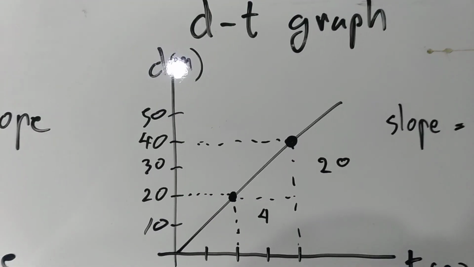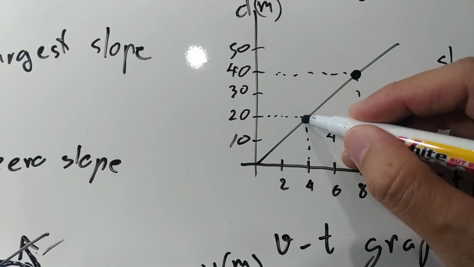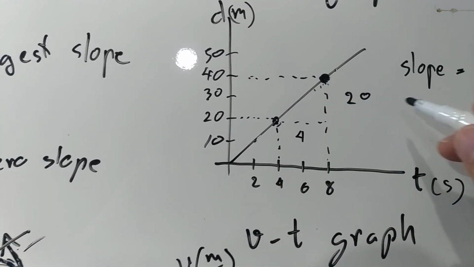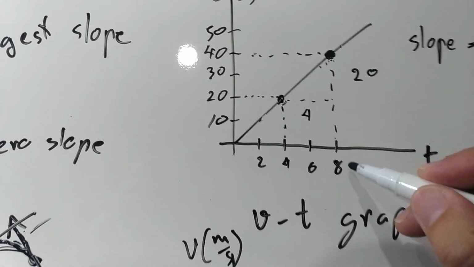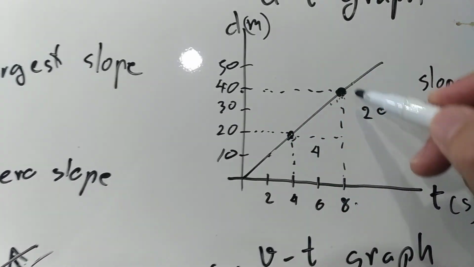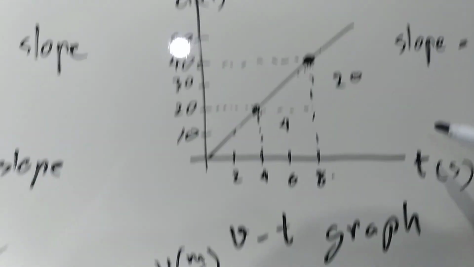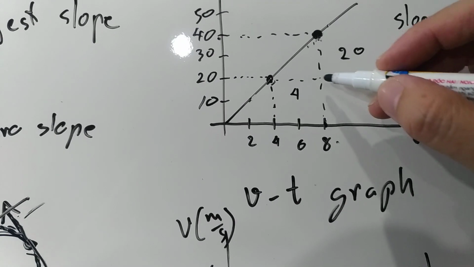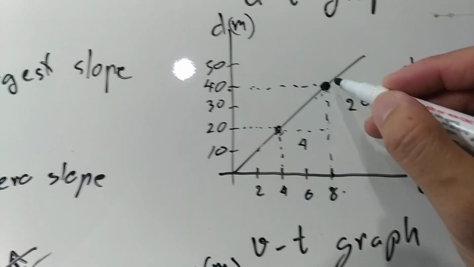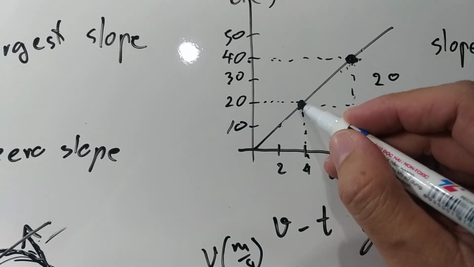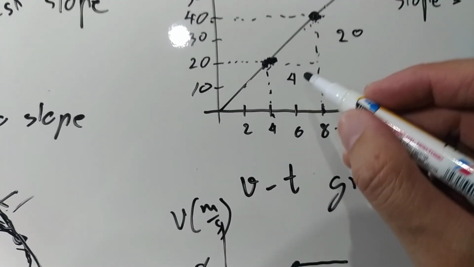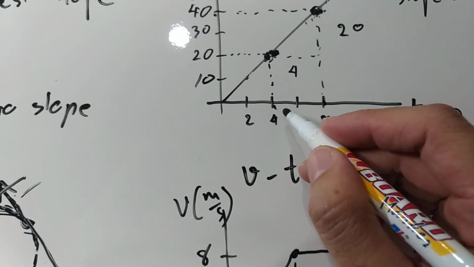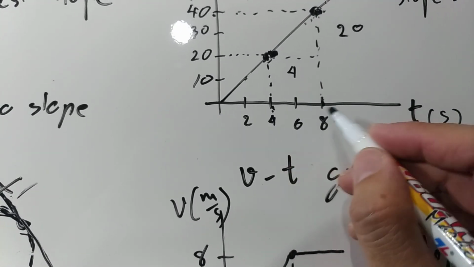So basically here, I have 2 points that are easy. You can pick any 2 points, it will be fine. So 1 point is this one, 8 seconds and 40 meters. So this is the distance time graph. So let's go with 8 seconds. At 8 seconds, I am at 40 meters. At 4 seconds, I am at 20 meters. So I travel from 20 meters to 40 meters in 4 seconds, from 4 to 8.